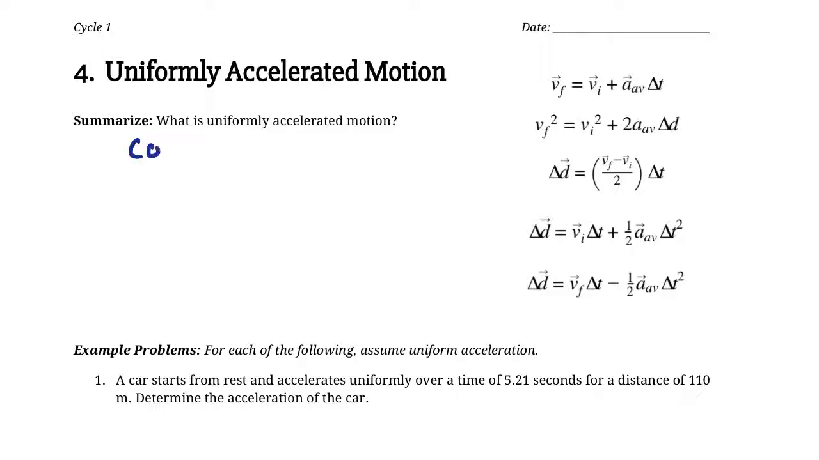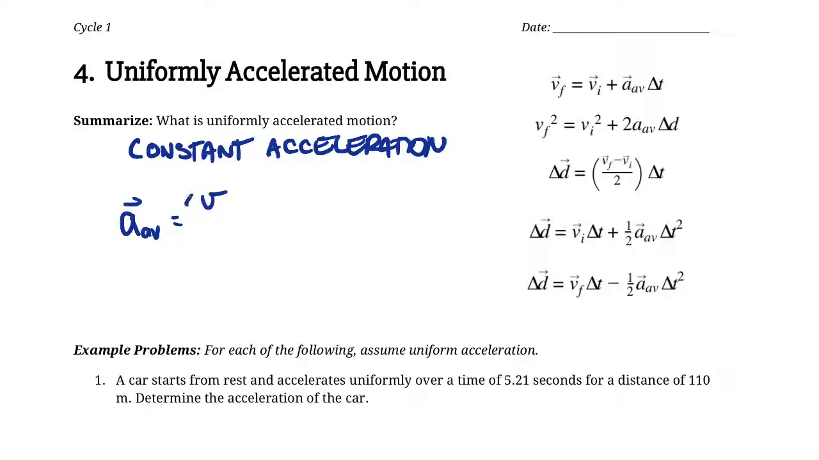It's constant acceleration. Now, in order to do calculations involving this, we have a calculation or an equation for acceleration, right? And our equation for acceleration looks like this. Average acceleration as a vector is the change in velocity over the change in time.